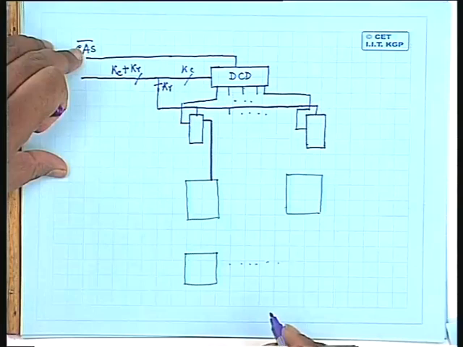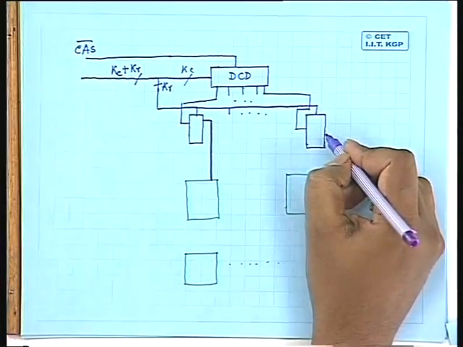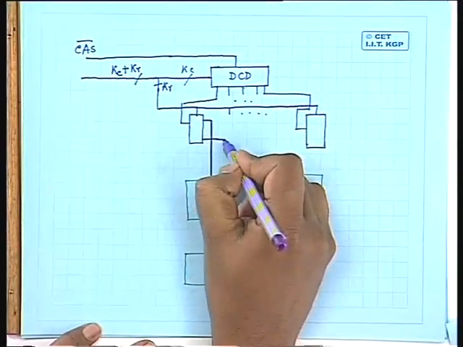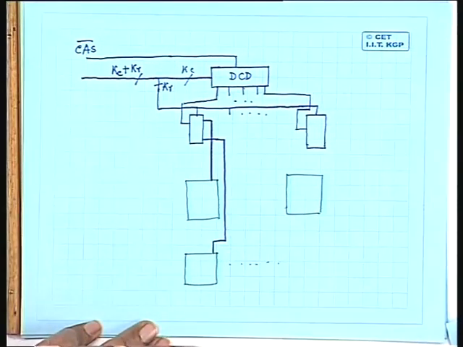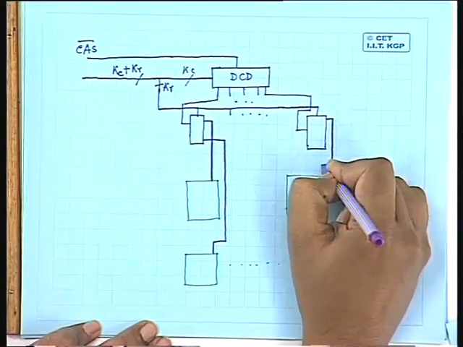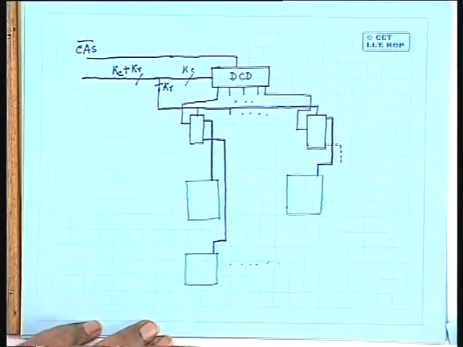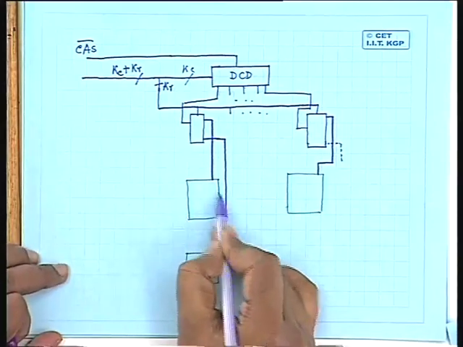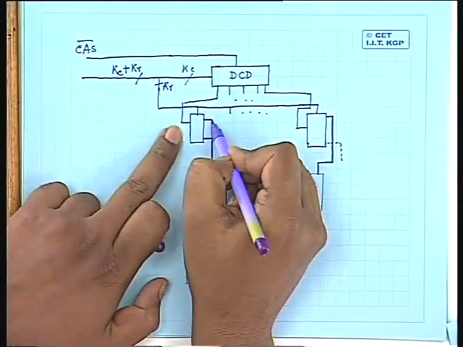Similarly, the output of this decoder, the other output, can be connected to CAS bar of this memory chip. Similarly, this can be connected like this. This goes to CAS bar of this chip. Similarly, this output can go to CAS bar of other chips. So you find that when this memory chip will be selected, this decoder output is active and also this decoder output is active.